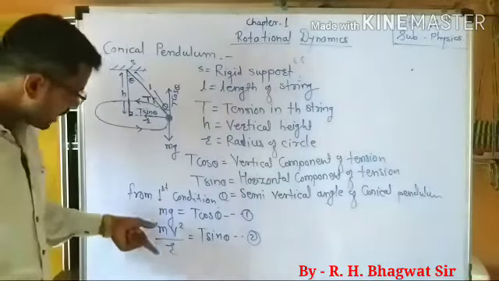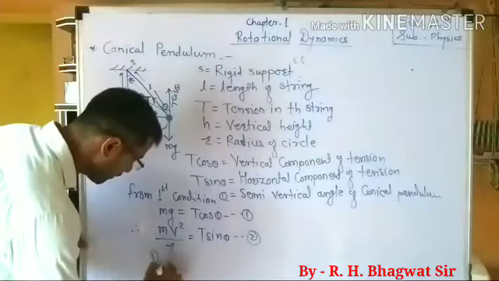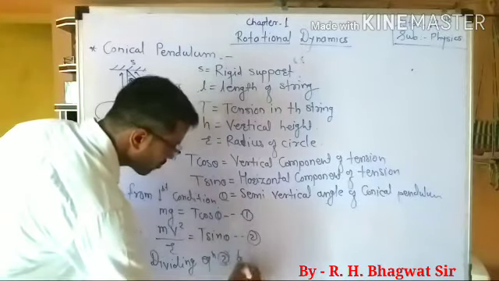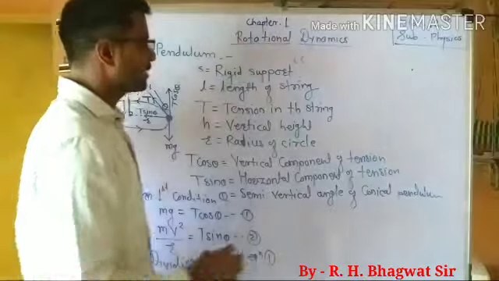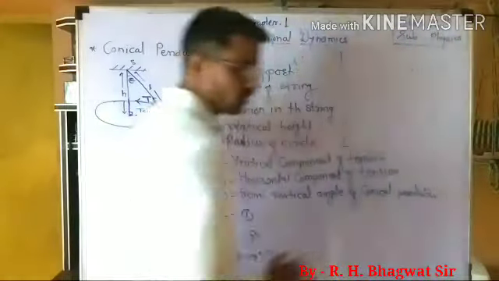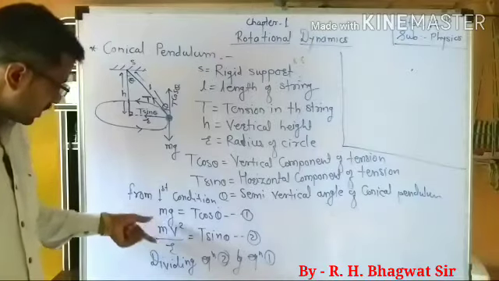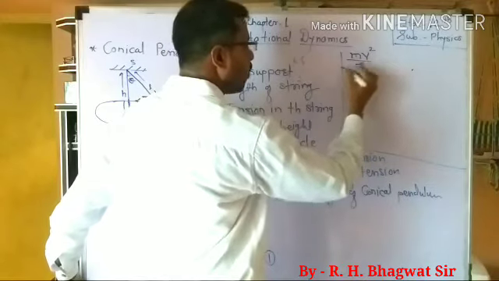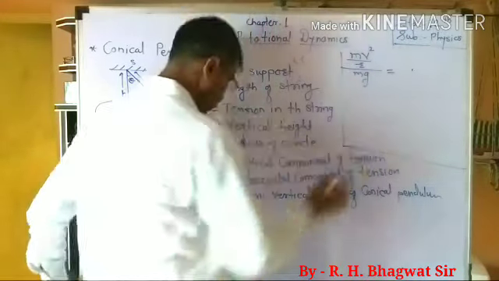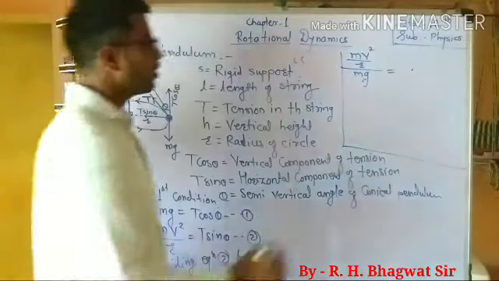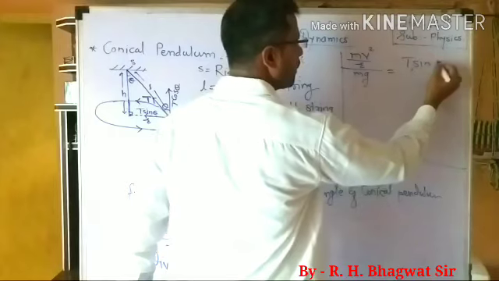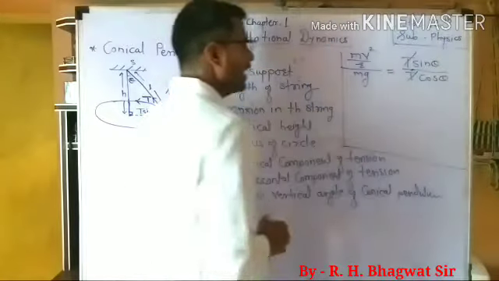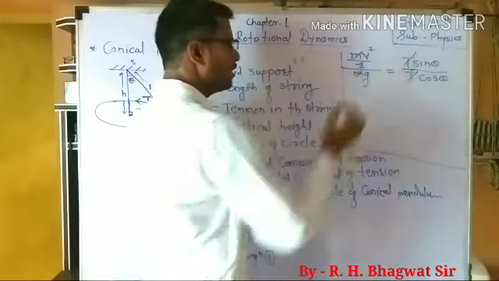Now, divide equation number two by equation number one. Dividing equation two by equation one, what do we get? Equation two is mv square upon r. So mv square upon r whole divided by mg is equal to T sin theta divided by T cos theta. Now, this T gets cancelled, and the mass of the bob m also gets cancelled.